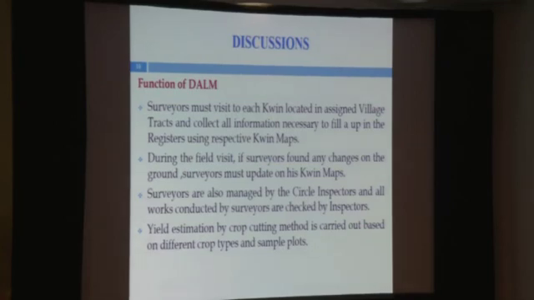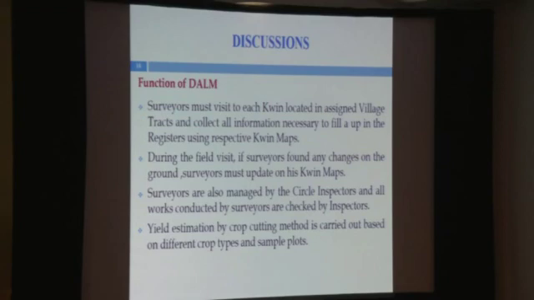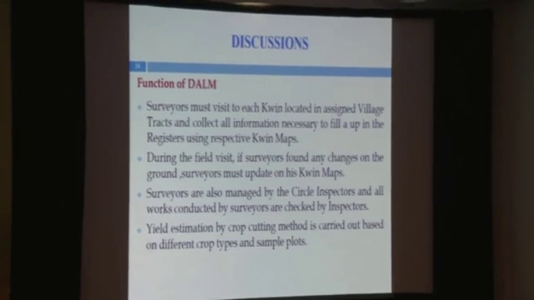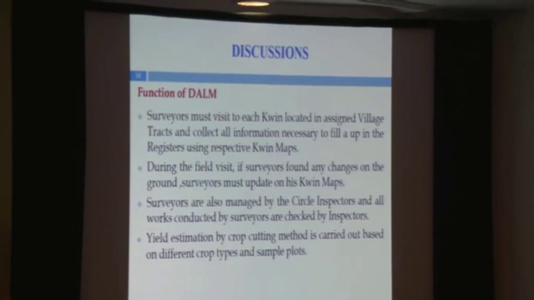Surveyors must visit each location, are assigned a village tract, and collect all the information to fill in the register using the respective area map. During the field visit, if a surveyor finds any changes on the ground, the surveyor may update the area map. Surveyors are also managed by the circle inspector, and all the work conducted by the surveyors is checked by the inspector. Here, estimation by the crop cutting method is carried out based on the different crop types and sample plots.